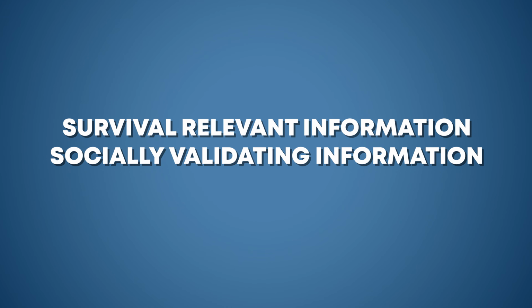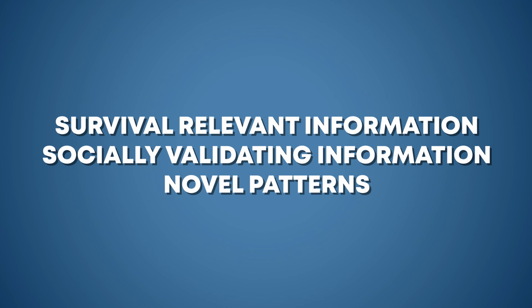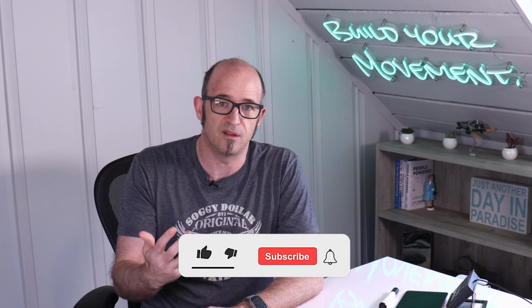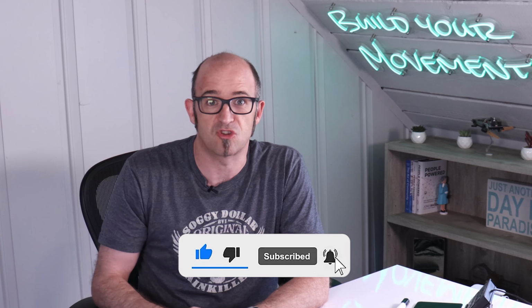You see, psychology tells us that the brain prioritizes 3 things. 1, survival relevant information. 2, socially validating information. And 3, novel patterns. You see, you need to create content that makes the viewer feel, I didn't know that, I needed that, or that's so me. So let's take our first step to making this happen.